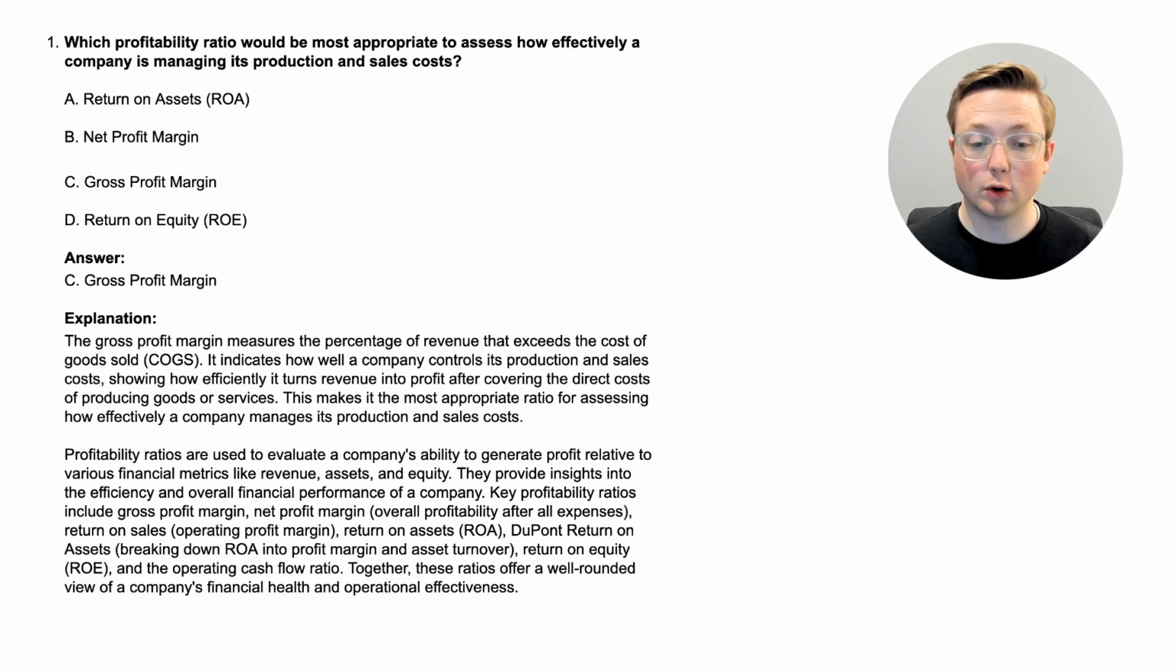Together, these ratios offer a well-rounded view of a company's financial health and operational effectiveness. Essentially, profitability ratios are all about knowing how well the company is doing when it comes to profits. How are they able to generate profits relative to their assets, their liabilities, and things like that. Think about profit margin and things similar to that. That's the idea of profitability ratios.